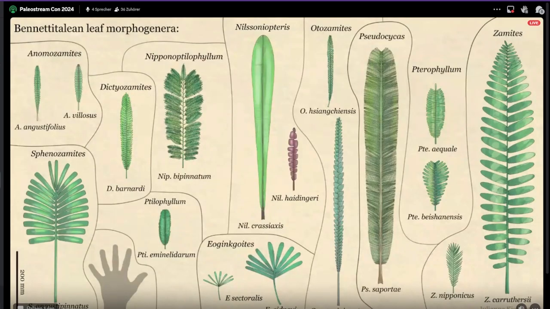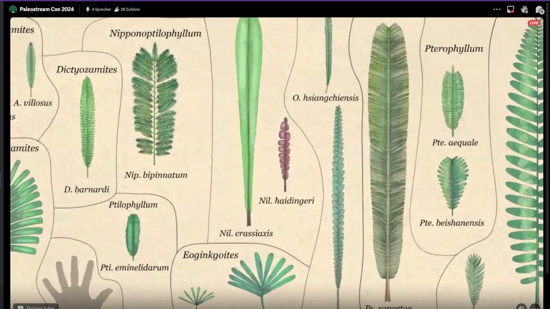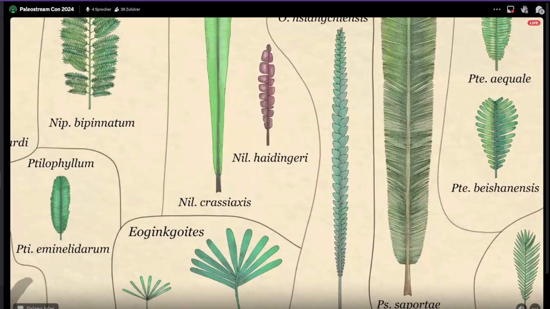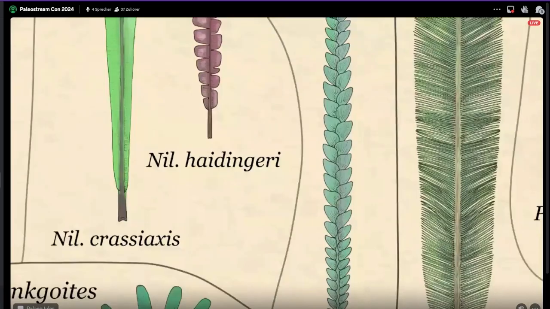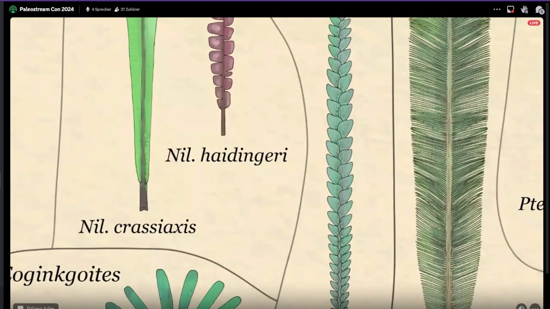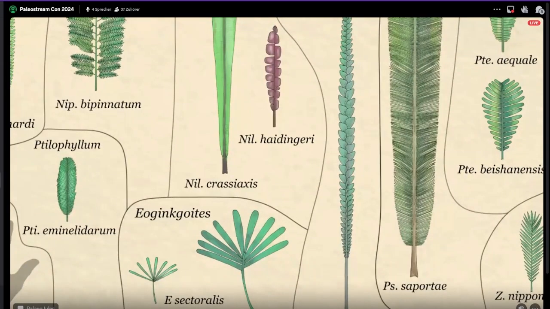And then again, we also have things like Nilssoniopteris, which basically had long strap-like leaves, sometimes with incisions in the sides. But one thing I found very interesting about the leaves is that lots of them have very dense leaflets, to the point where they basically create a pseudo-leaf. So if you look at things like Otozamites, the leaflets all overlap each other, basically creating a continuous surface that from a distance would just look like a long strap-like serrated leaf.